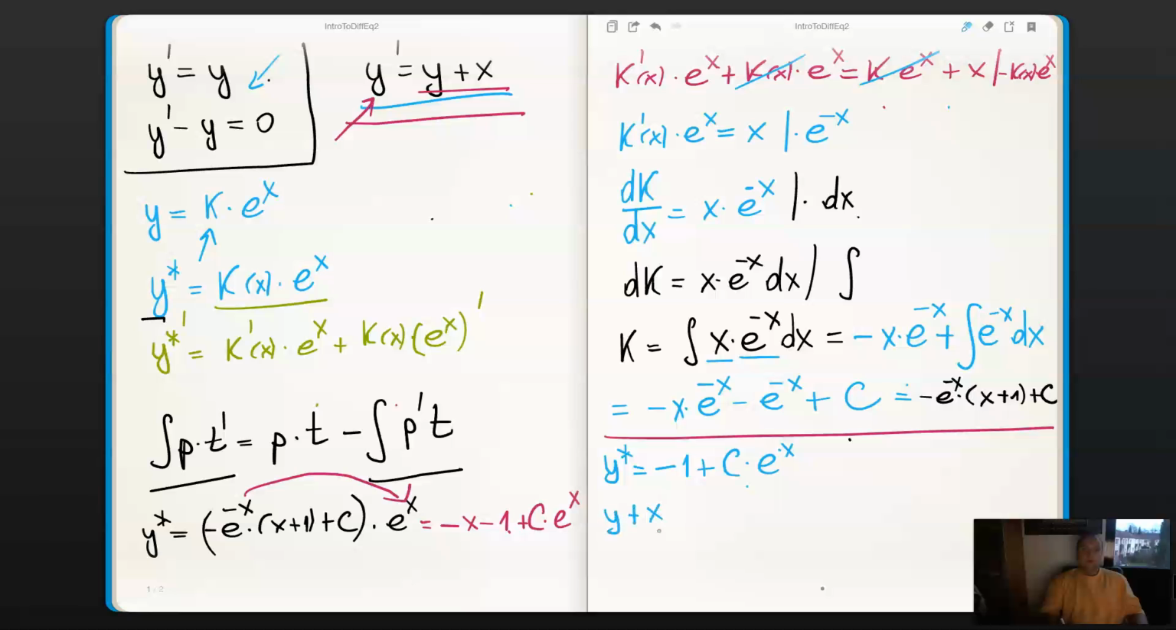But what would be y plus x? Well, y itself was this one, so minus x minus 1 plus c times e to the power of x, and we just have to add x, right? This is the right-hand side we've chosen. So we have plus x and minus x, they are gone, and what we have is minus 1 plus c times e to the power of x, which is obviously the same result. So this was a non-homogeneous linear equation of the first order.